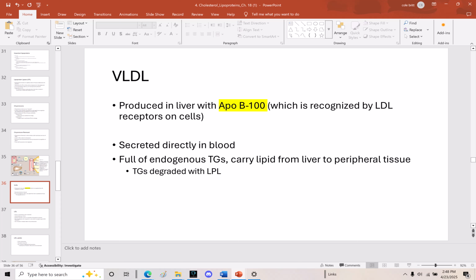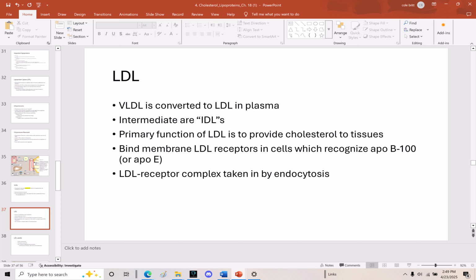So exogenous versus endogenous. Endogenous means you make it inside your body. Exogenous would be like dietary. You get it from somewhere outside. So endogenous triglycerides are what the VLDL is carrying, and it's going to carry them from the liver to the tissues. So the function of VLDLs is to carry triglycerides from the liver to the tissues.